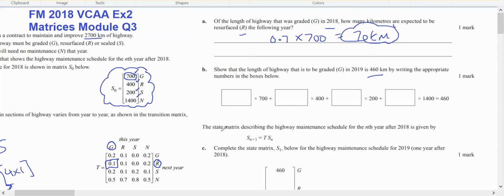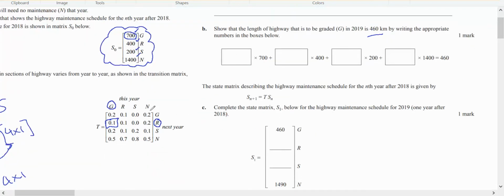In part B, show the length of highway to be graded in 2019 is 460. I get that by, okay, so we're looking at the length to be graded. So it's going to be rows against columns. So this row multiplying this column, so it's going to be 0.2 times 700 plus 0.1 times 400 plus 0.0 times 200 plus 0.2 times 1,400 to give me my 460.